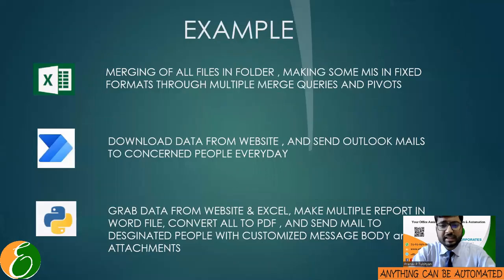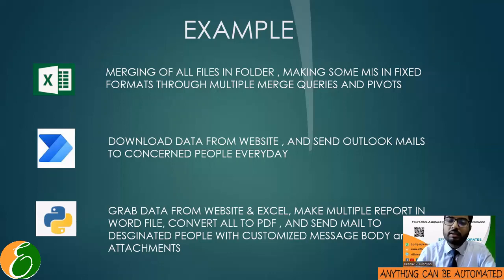Okay, so these are the three comparisons. I'll give you a practical example of when one should use which tool. You can use Excel if you have to merge all files in a folder, make some image in a fixed format, and add some VLOOKUPs. From the product code you have to add a product name, and add the customer name by using a VLOOKUP. You have to use SUMIF, COUNTIF or something like this, then make some pivot table, and at last give it as a presentation or a summary over mail.